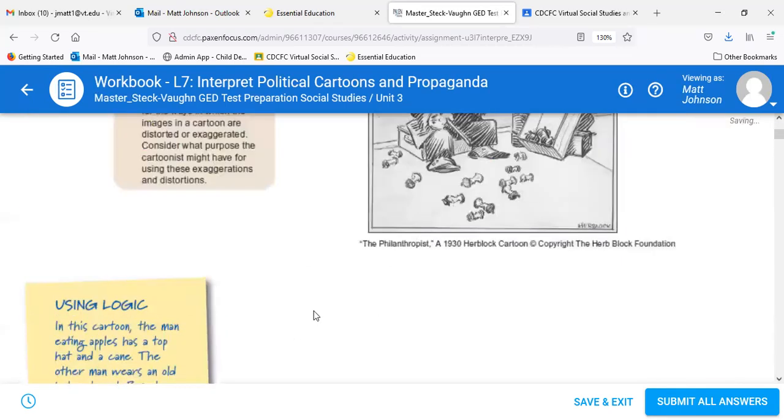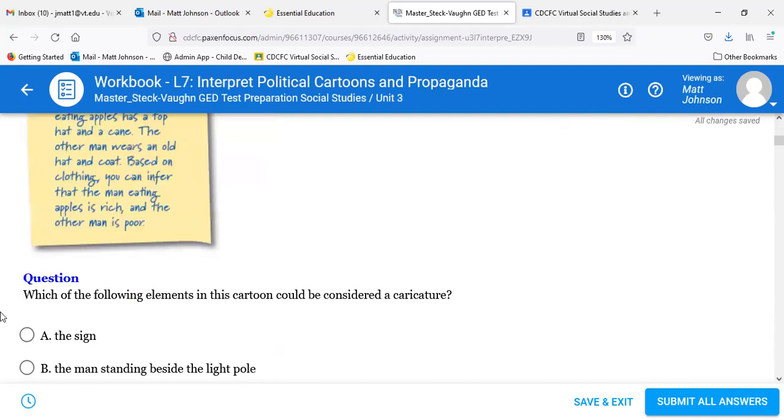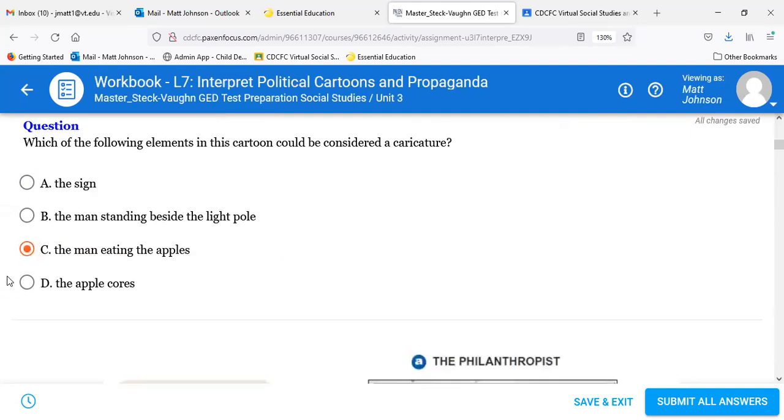Yeah, so that's what we're talking about, right? Philanthropists probably aren't always walking around with their little top hat and their cane and everything, but that little bit of exaggeration helps you to see the difference between the individuals in the cartoon. So C, the man eating the apples, for number 1.